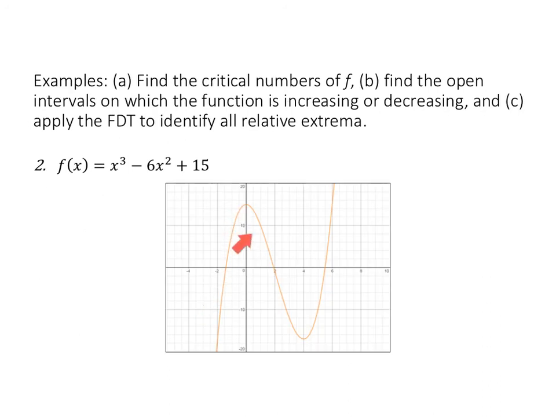(0, 15) a maximum, (4, negative 17) a minimum. It looks like we were pretty right on with what's going on. It's increasing, and then decreasing, and then increasing.